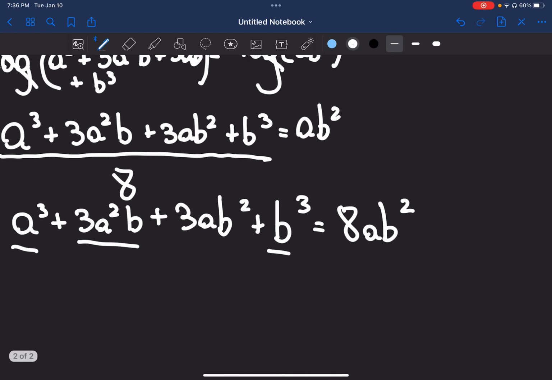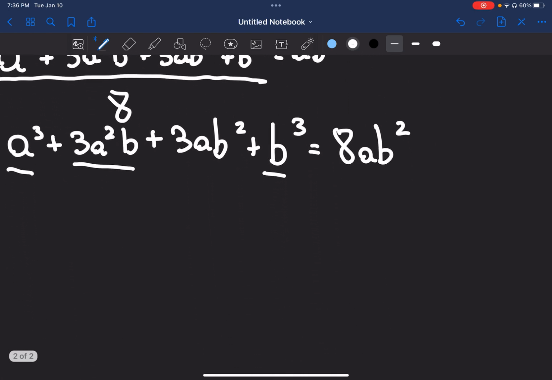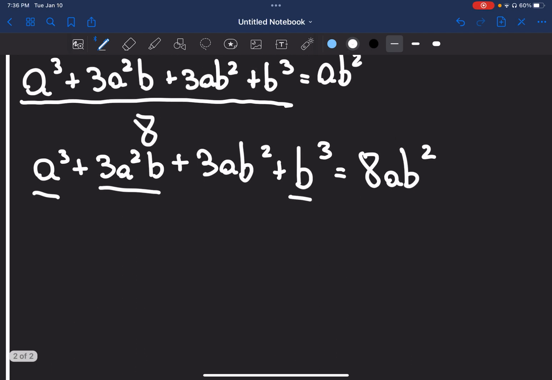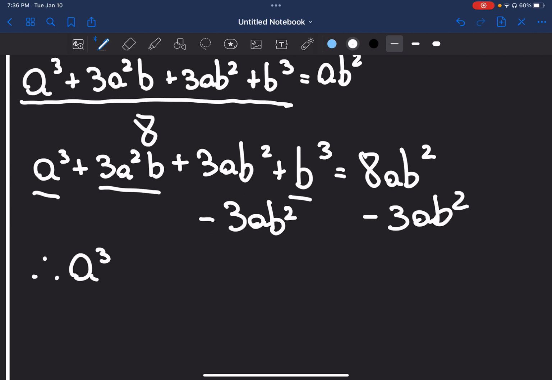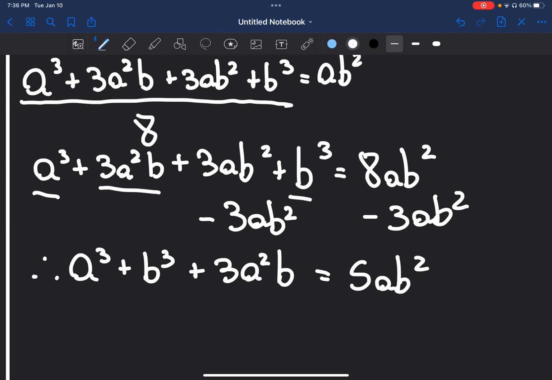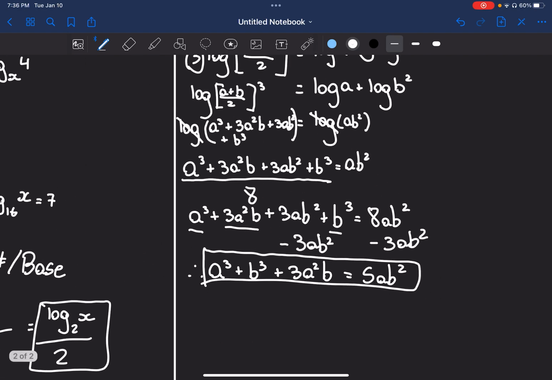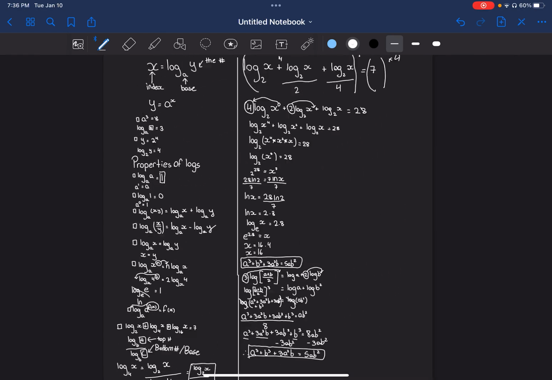So what can we do to get 5 from 8? Well, we can subtract 3ab squared because we have it on this side. Minus 3ab squared, minus 3ab squared. Therefore, we have a cubed plus b cubed plus 3a squared b is equal to 5ab squared. And this is the answer. It's proved, right? So we have it back into the form that the question gave us, which I think is very good.